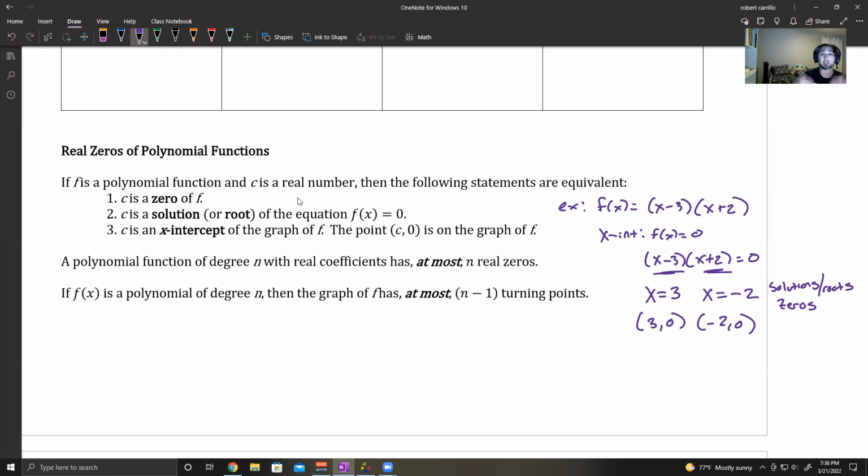This just falls under the definition of everything we know. Look at that. These are the x-intercepts of the graph. That point (c, 0) is on the graph. They are called solutions or roots because they will make the function equal 0 if you plug them in. And since they make the function equal 0, this is why we call them zeros of the function. So it's everything we know already. We are just adding more labels to it.